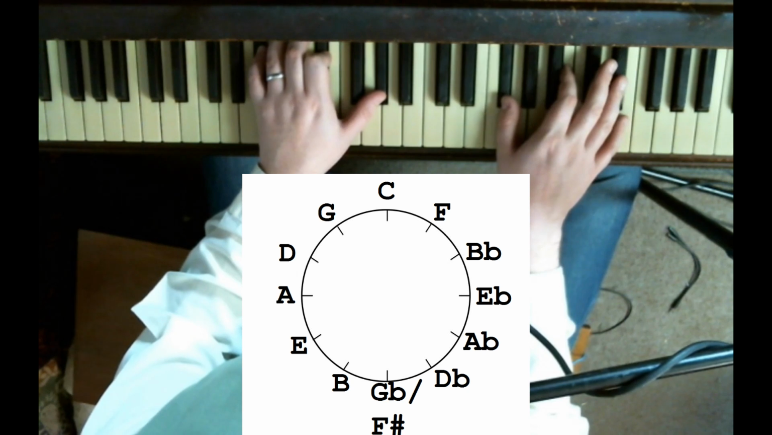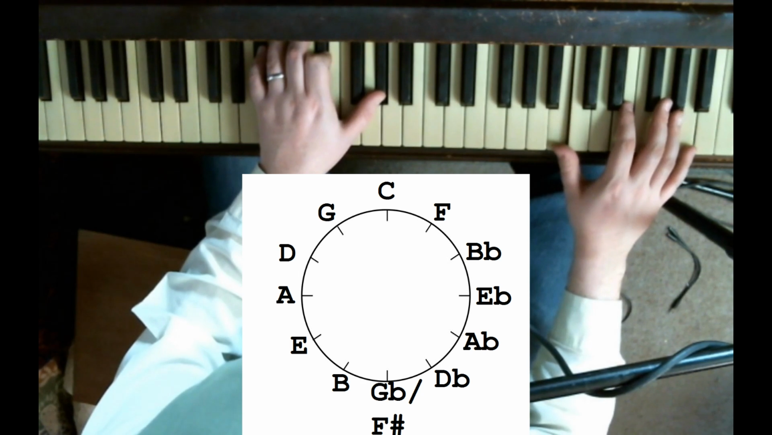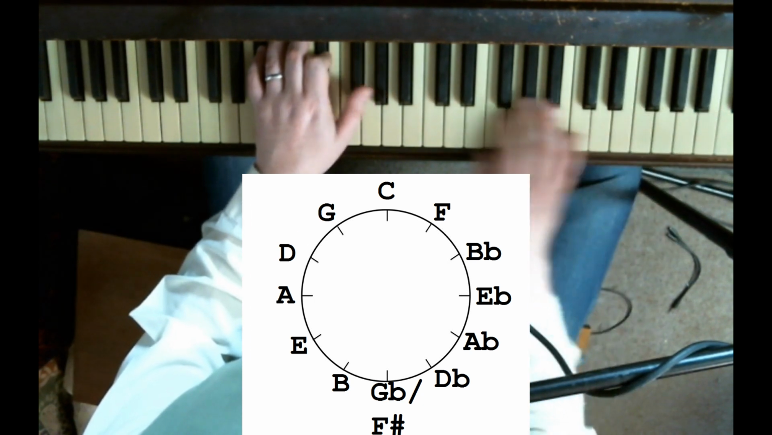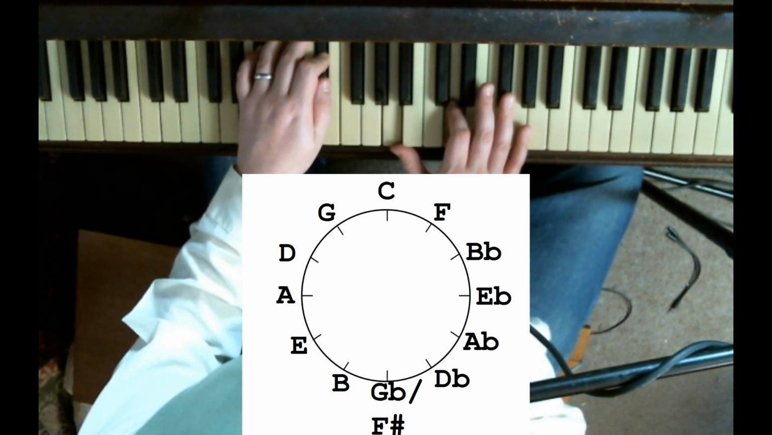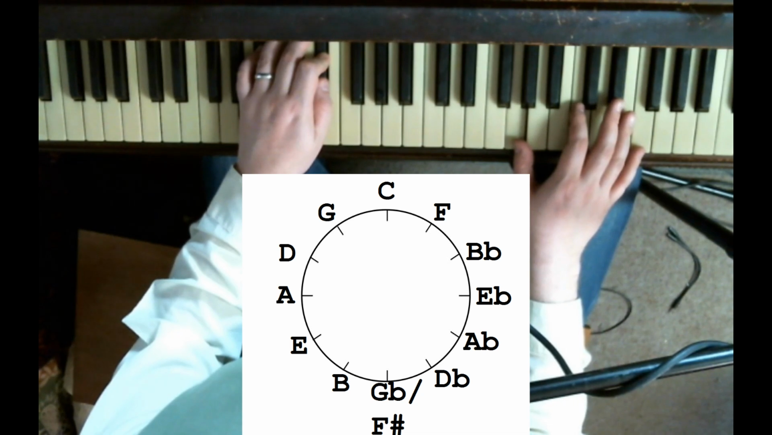Now we'll convert that to F sharp in our minds, and a fourth above F sharp is B, and then a fourth above B is E, and a fourth above E is A, and then a fourth above A is D, and a fourth above D is G, and then a fourth above G is C.